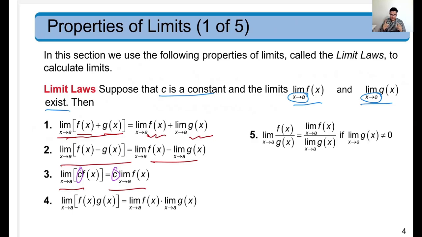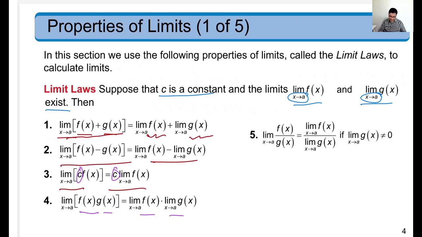Okay, and you can also do the same thing if it is a product. If you are multiplying two functions, you could as well multiply the limits of those functions at the same point. Okay. Now, so far so good. The fifth property given on the right side is where you have to be careful.